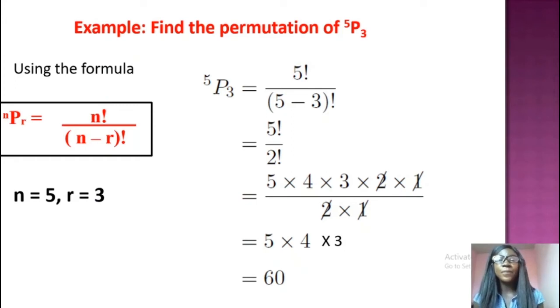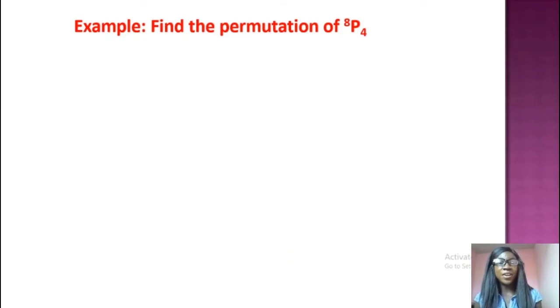Let's see more examples so that we will be experts in permutation. The second example is to find 8 permutation 4. Again, 8 permutation 4. Find 8 permutation 4. So just pause the video and try this to see if you have the same answer as mine.